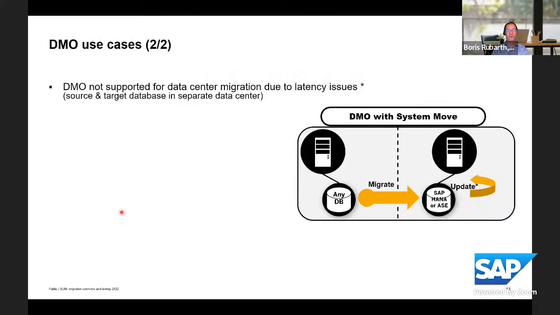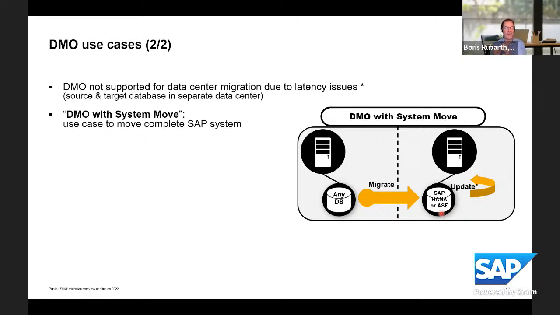The second slide now says, for this plain DMO that I've explained, it is not supported to move beyond boundaries of a data center or even to a hyperscaler. That's why we came up with the approach that we call DMO with system move. This approach, as part of the Software Update Manager, means we have a source landscape with application server and database, and we would like to move the system to a different data center where a new application server host and the target database is available. That's what we call DMO with system move.